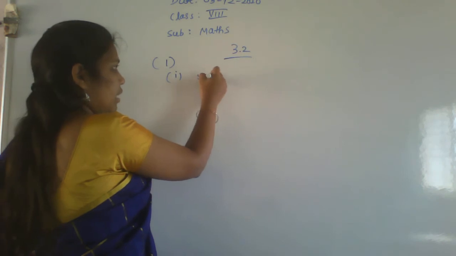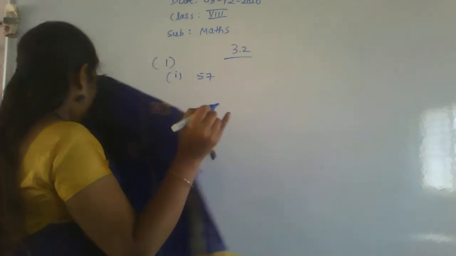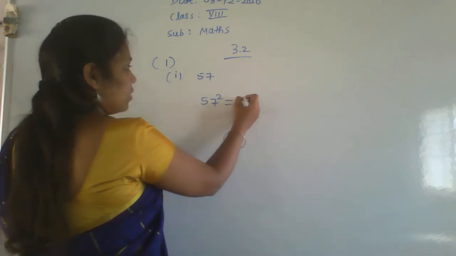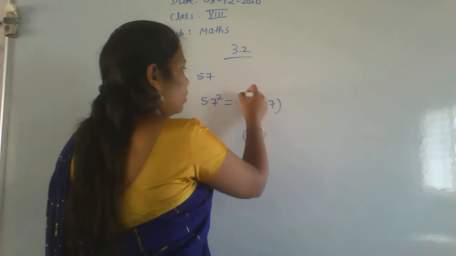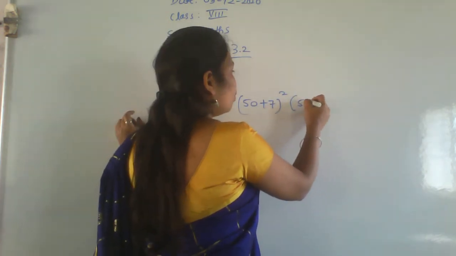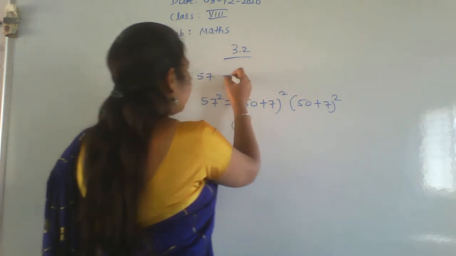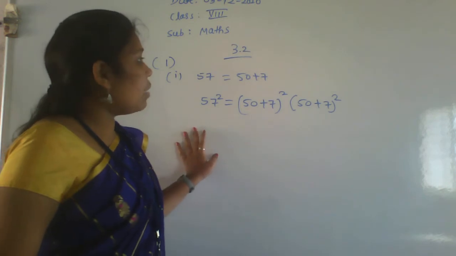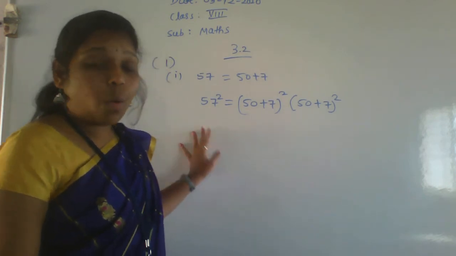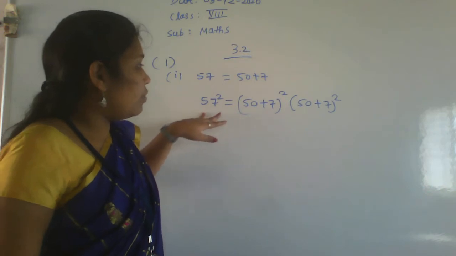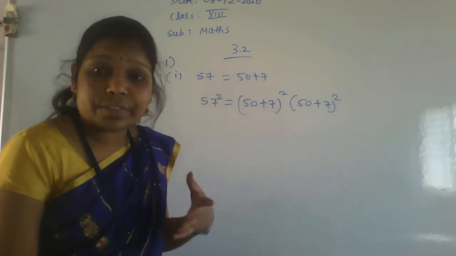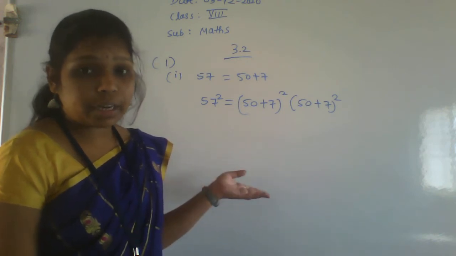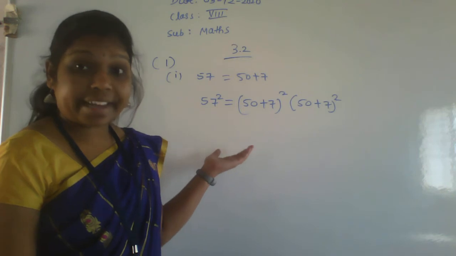The first one, 57, is given. So how to do that one? 57 square can be written as (50 plus 7) whole square, because 57 can be written as 50 plus 7. Don't multiply 57 into 57 directly. Without doing actual multiplication, you have to find the square of the number. Which method is it? It is nothing but the expansion method.